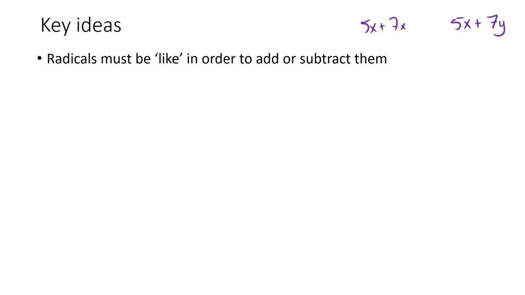So you can add them if the radicals match. If they are like radicals, same as with variables, they have to match. And we treat the radical as we would a variable. So whatever you would do if you had an x in there, that's what you're going to do with the radicals. So these are the key ideas.